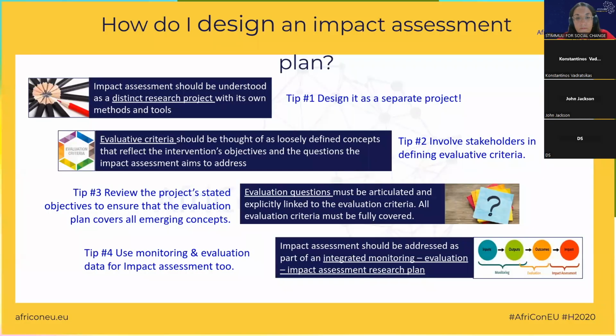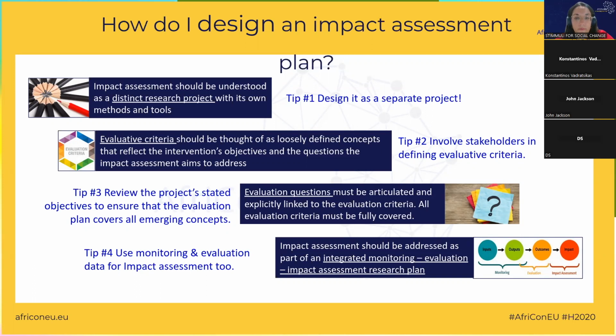The first thing you need to understand when designing an impact assessment plan is that it is a research project. So there is no one-size-fits-all solution for impact assessment, as each project has its own specific objectives, activities, deliverables, etc. Therefore, evaluating its impact requires an approach tailored to these specificities. So make sure to set your plan as a separate research project and treat it like this.